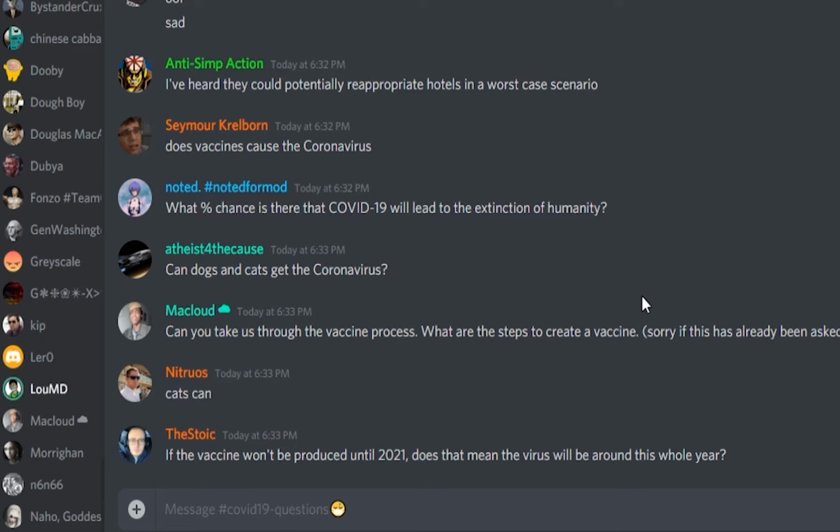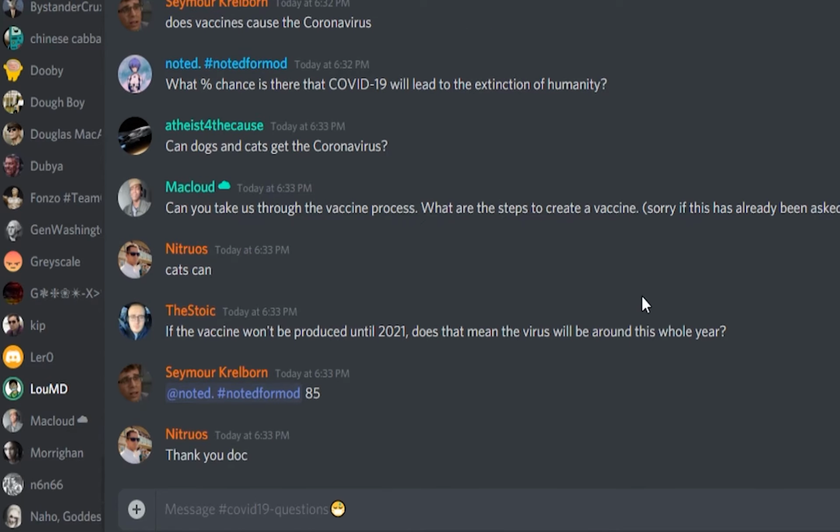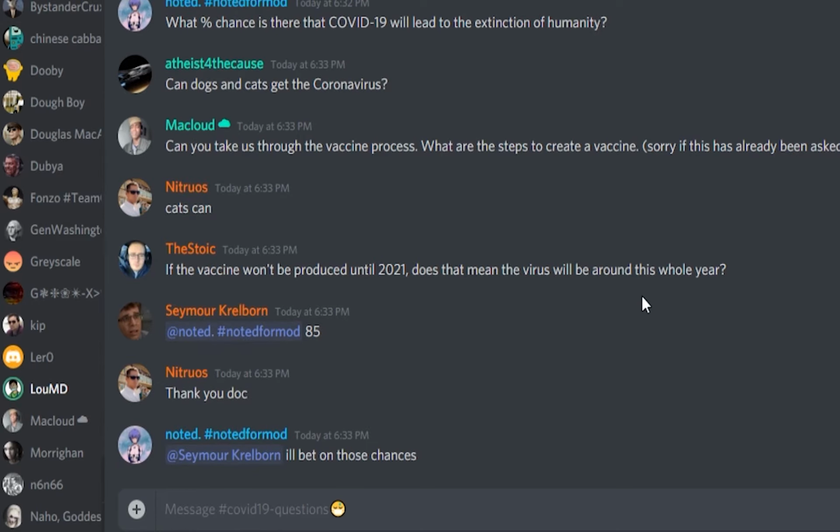If the vaccine won't be produced until 2021, does that mean the virus will be around this whole year? A lot of people are predicting that eventually this virus is just going to be endemic, which is kind of like the flu. It'll come in seasons and come in different strains and stuff like that. So we'll see. I really don't want to answer that, but we'll see what happens.